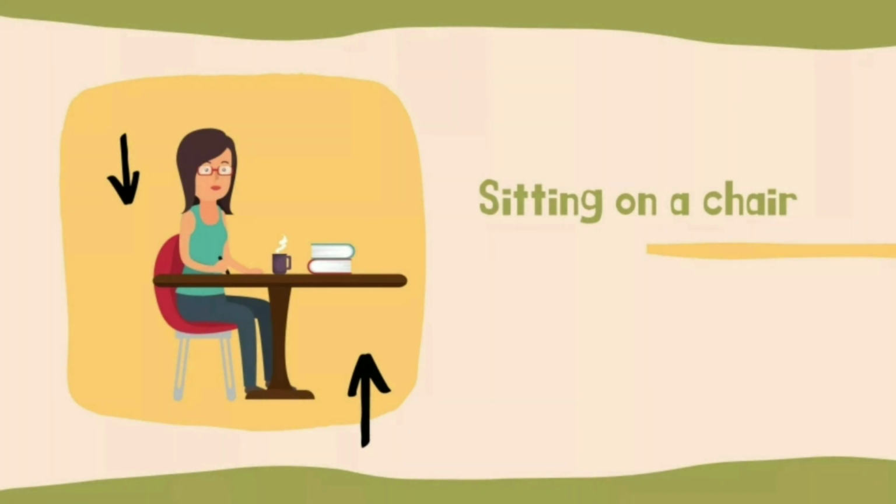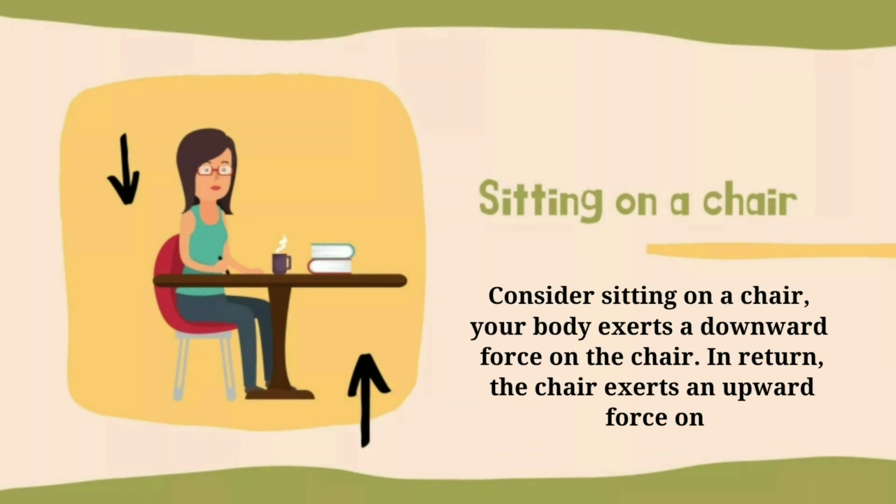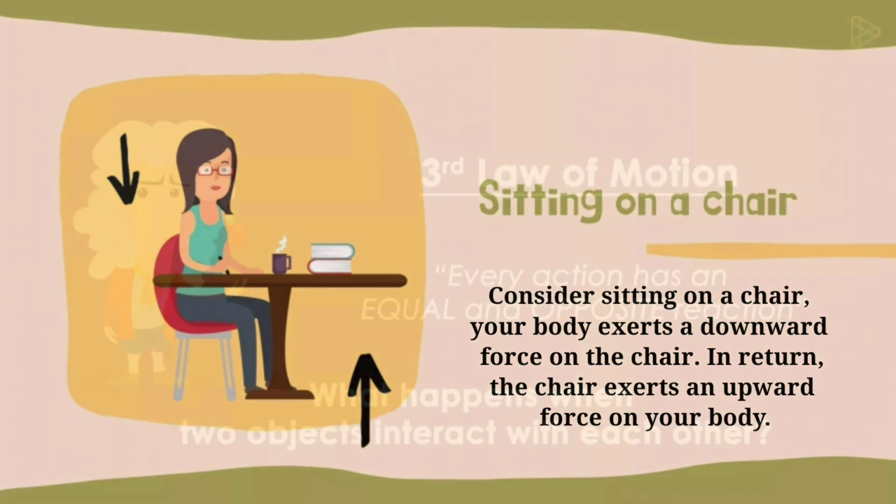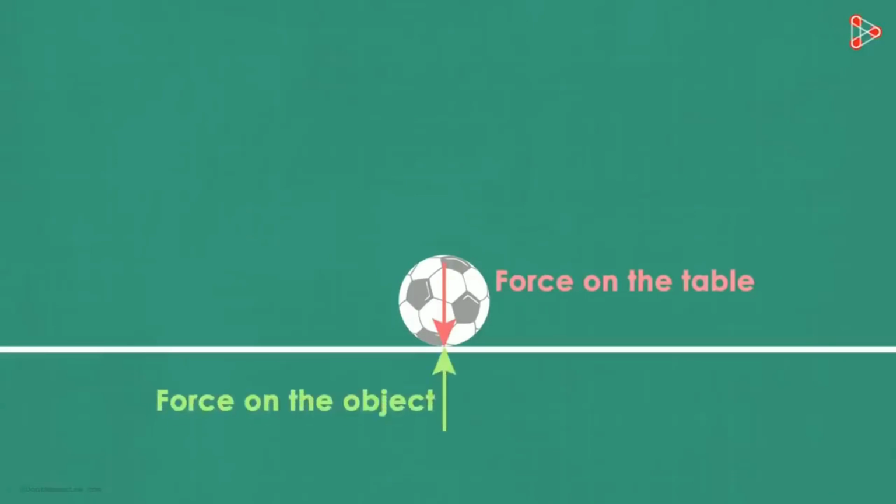Sitting on a chair. Consider sitting on a chair. Your body exerts a downward force on the chair. In return, the chair exerts an upward force on your body. What happens when you place an object on the table? The object exerts a force on the table, and the table exerts an upward force on the object.